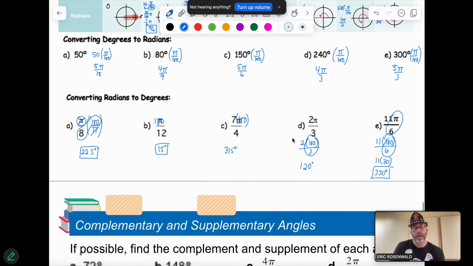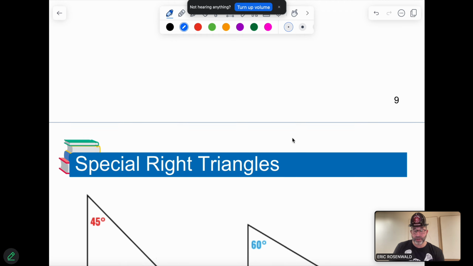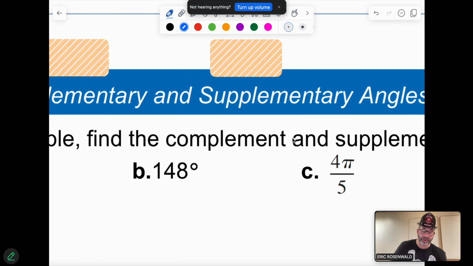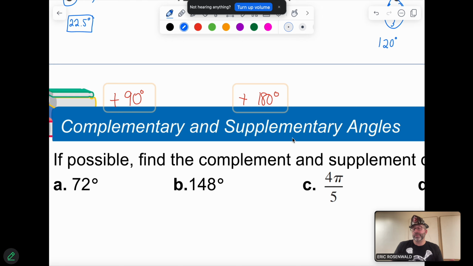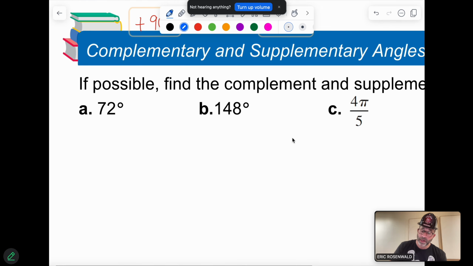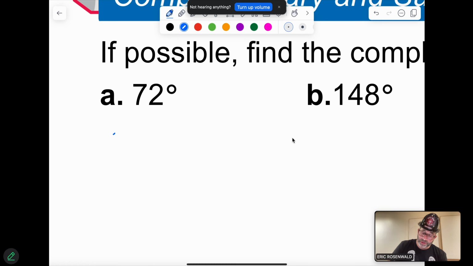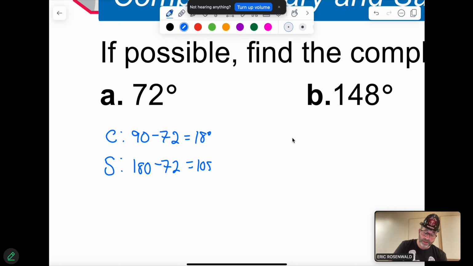Okay. All right, so talking about complementary and supplementary, remember that complementary, by definition, are two angles that add up to 90, and supplementary are two angles that add up to 180 degrees. So if it's possible, we're going to find the complement and the supplement for each one of these, okay? Complement for this is 90 minus 72, which means we have 18 degrees. The supplement is going to be 180 minus 72, which means we're going to have 108 degrees.